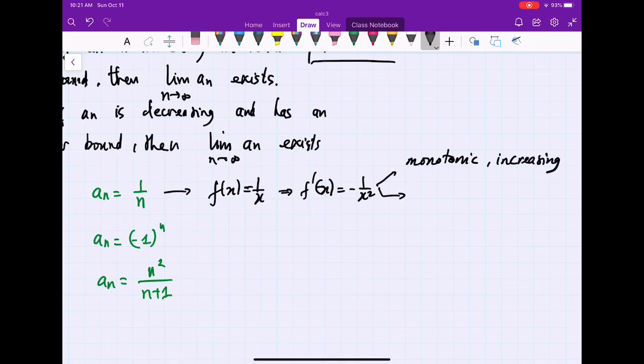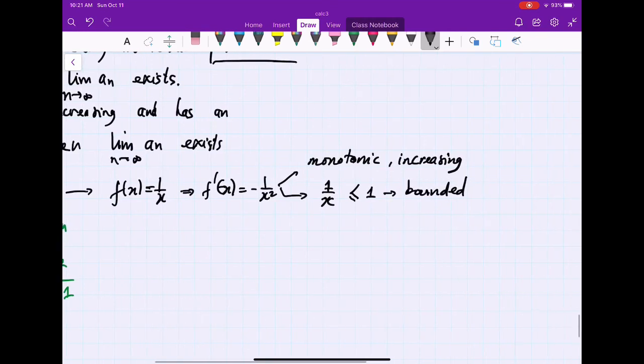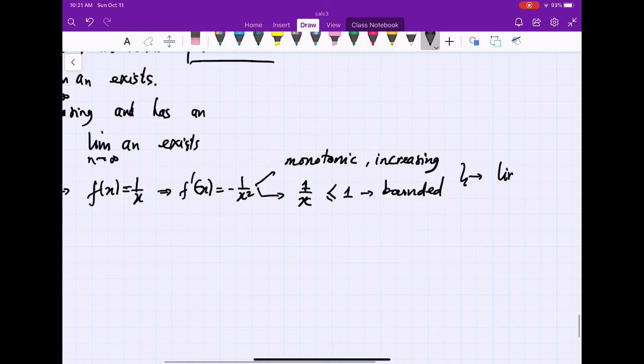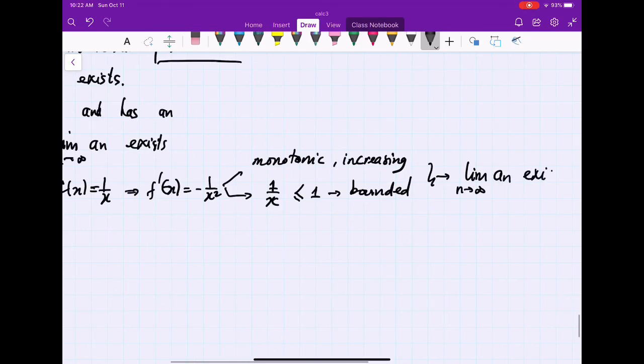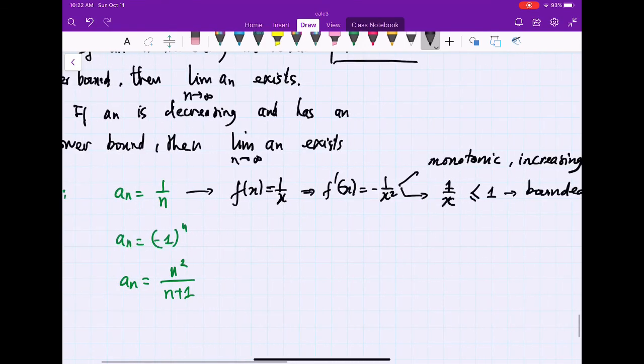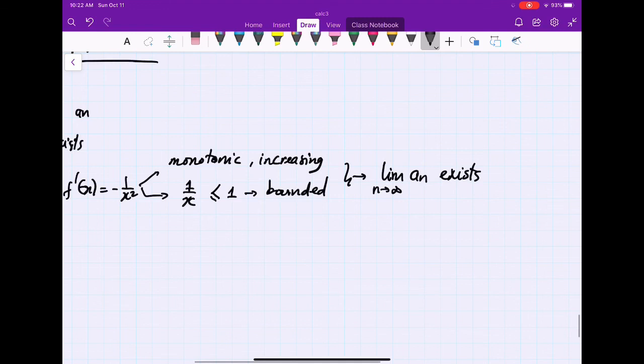And the function 1 over x is bounded because this is always less than or equal to 1. So the limit exists, and this is very easy: the limit of a_n equals 0. I write here that the limit of 1 over n as n approaches infinity is just 0. We know that from calculus 1.